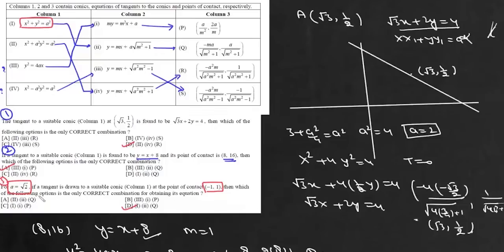Now in this case, since a is root 2, the equation of this circle is x square plus y square is root 2. Point of contact is minus 1, 1. Equation of this line is x plus y equals 2. And the value of m is 1. And if we put a as root 2 and m as 1, so here root 2 will cancel. So this is minus 1, 1, which is the given point. So the correct options are D, A, D.